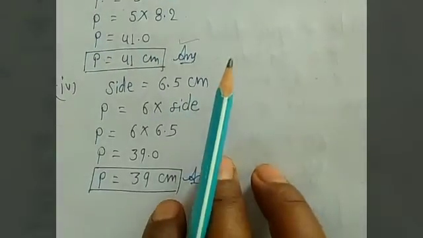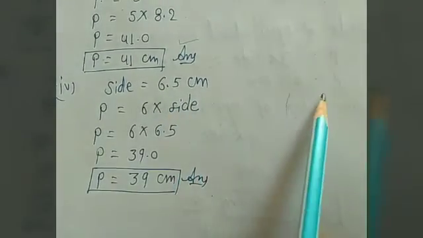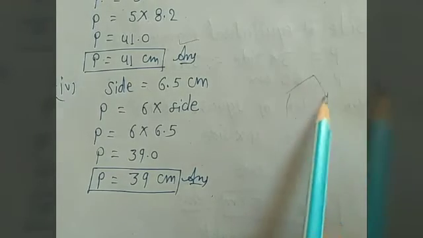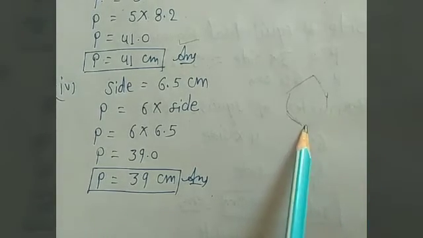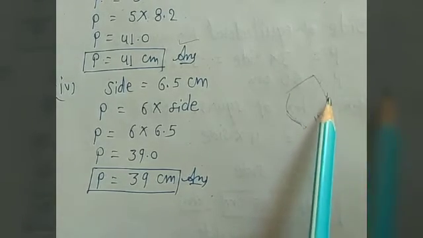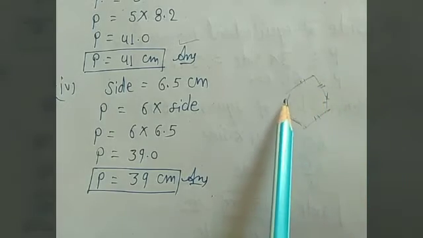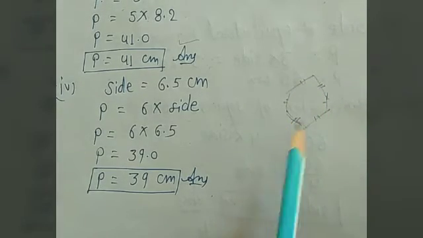Part 6, side is 6.5 centimeter. This is a hexagon. Hexa means 6-sided. And this is regular. All sides are equal. All these 6 sides of this figure are equal. This is a hexagon.